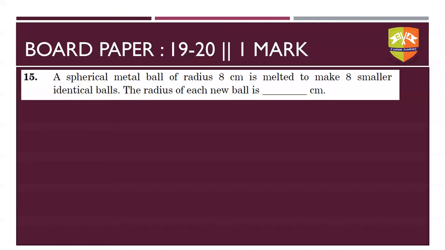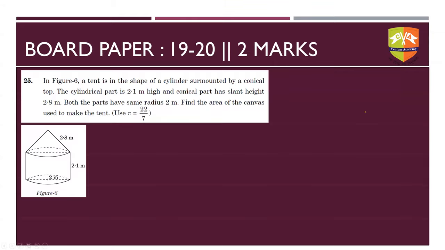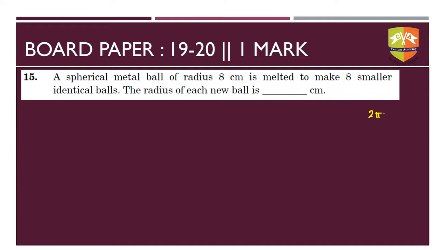A spherical metal ball of radius 8 centimeter is melted to make 8 smaller identical balls. The radius of each new ball is? How do you derive the total surface area of a hollow cylinder? Okay, Aditya's question. The total surface area is first the outer surface area, which is 2 pi capital R into H, plus the internal surface area, 2 pi small r into H, plus twice pi R square.